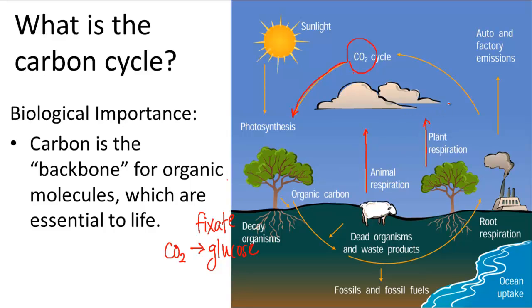And the amount of CO2 that's breathed out by these plants and animals is approximately equal to the amount of CO2 that's breathed in by plants. So this is the first part of the cycle.